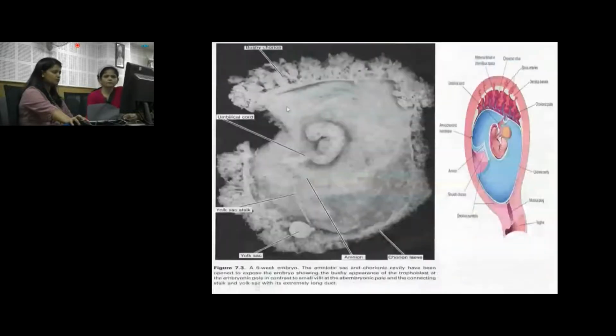This is a beautiful electron micrograph picture of a 6-week embryo. We can very well see the embryo here, the umbilical cord, and this is the bushy chorion which is going to form the placenta.